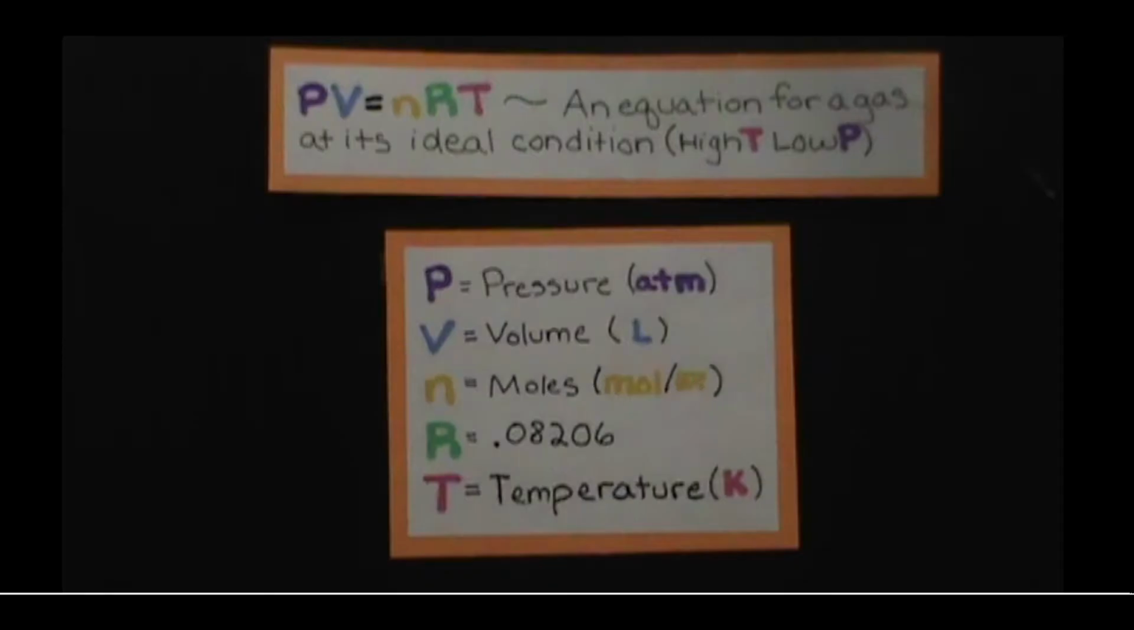The first gas law is the ideal gas law, PV equals nRT. This is an equation for gases at their ideal conditions, with high temperature and low pressure. In this equation, P stands for pressure, and the units are atmospheres, V is volume in liters, n is moles, R is a constant of 0.08206. T is for temperature and always has to be in the unit of Kelvin.